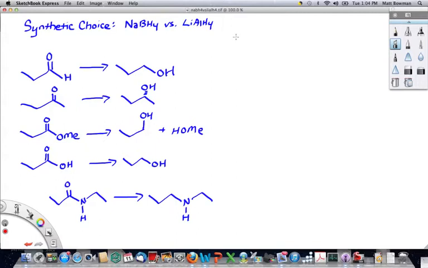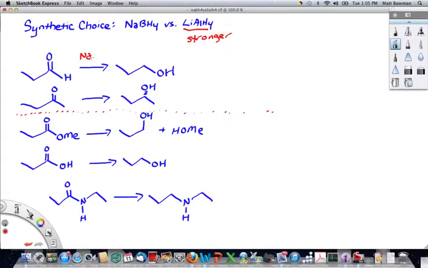Sodium borohydride and lithium aluminum hydride are both reducing agents. The difference between the two is that lithium aluminum hydride is the stronger of them. The dividing line in strengths occurs between ketones and esters.